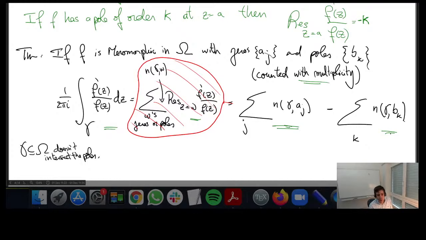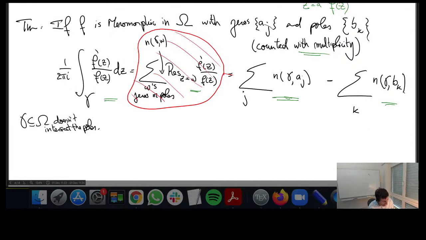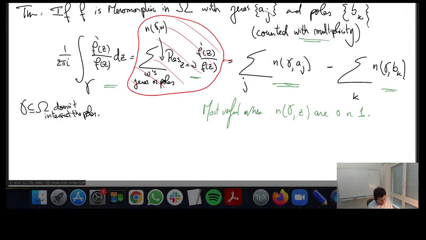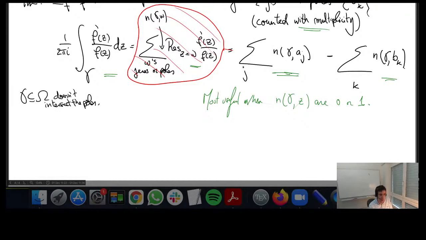In particular, if you have any curve, you have this formula with the winding numbers, but it is most useful when the winding numbers are 0 or 1. I'd say you want to count the number of zeros or poles around the circle. Okay? And so this is a very nice result, and it has a name. It's called the argument principle.